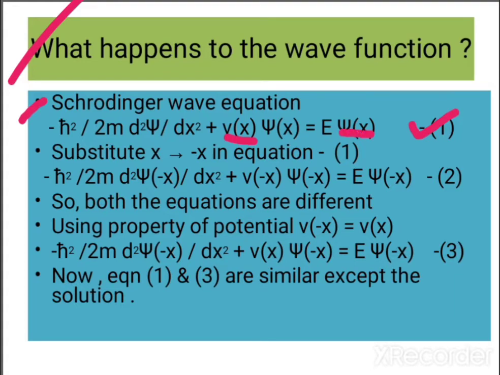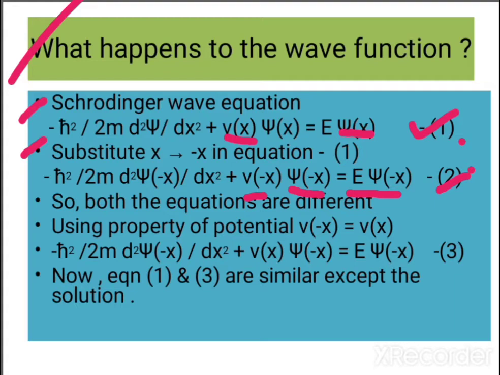Now under parity operation we have to simply substitute x to -x in this first equation. So after substituting x to -x we will get the equation minus h cut square over 2m d square psi(-x) over dx square plus V(-x) psi(-x) is equal to E psi(-x). That is our equation number 2, and equation number 2 is after parity operation. So you can see here that the first equation and second equation are different.